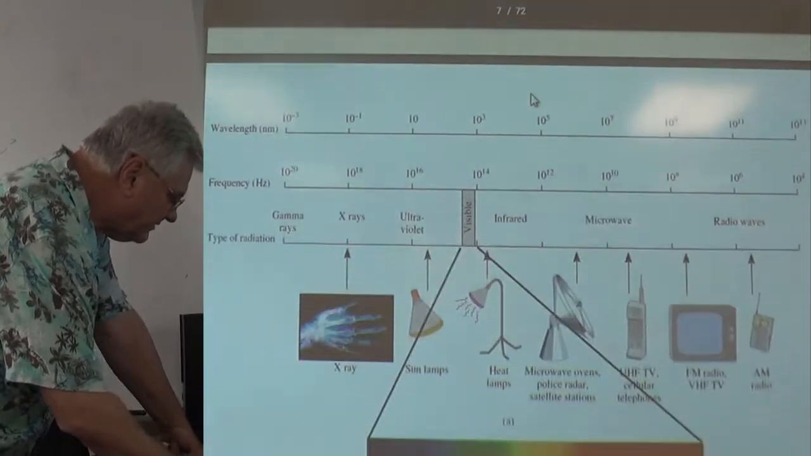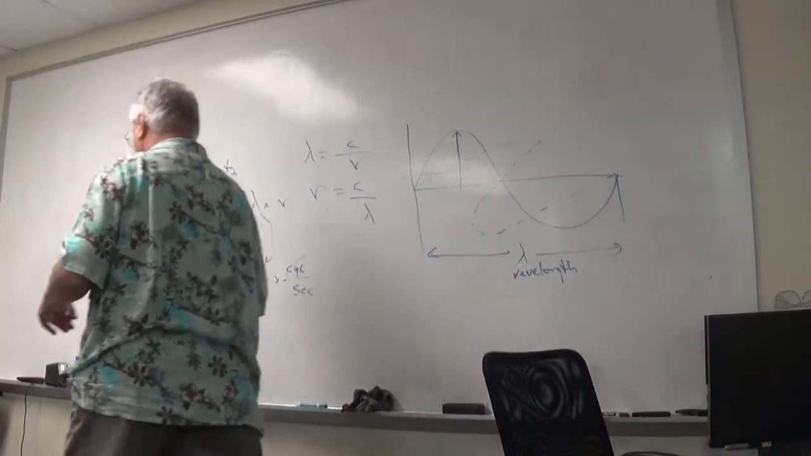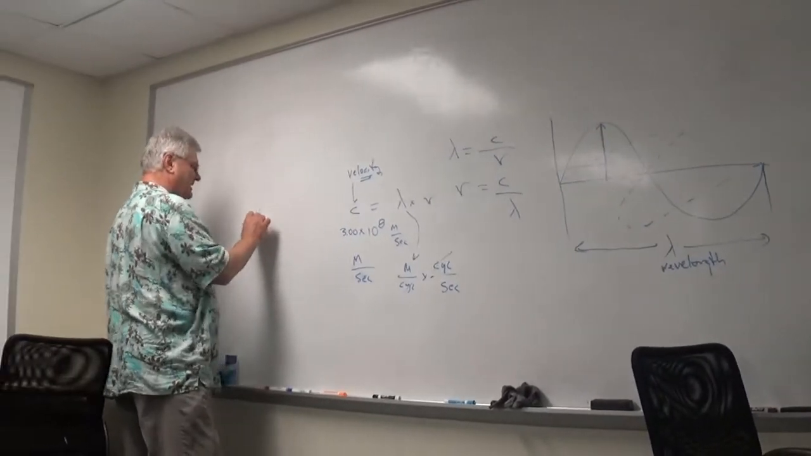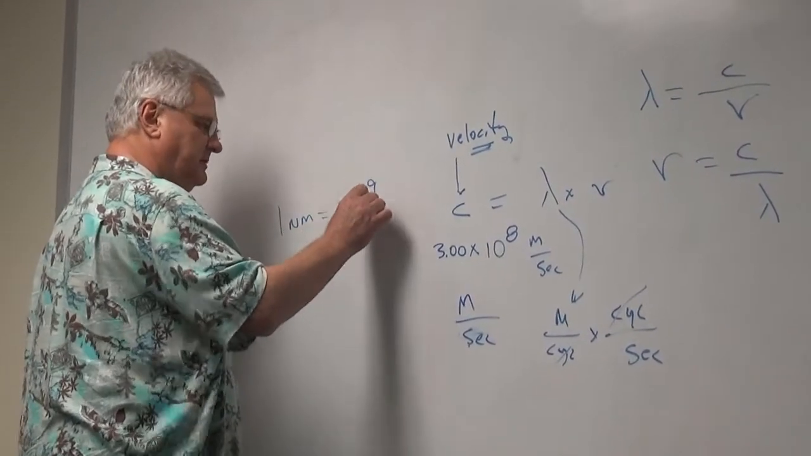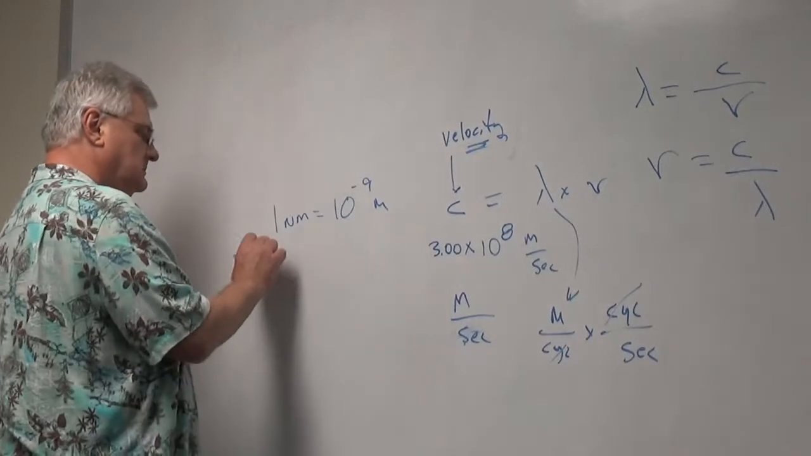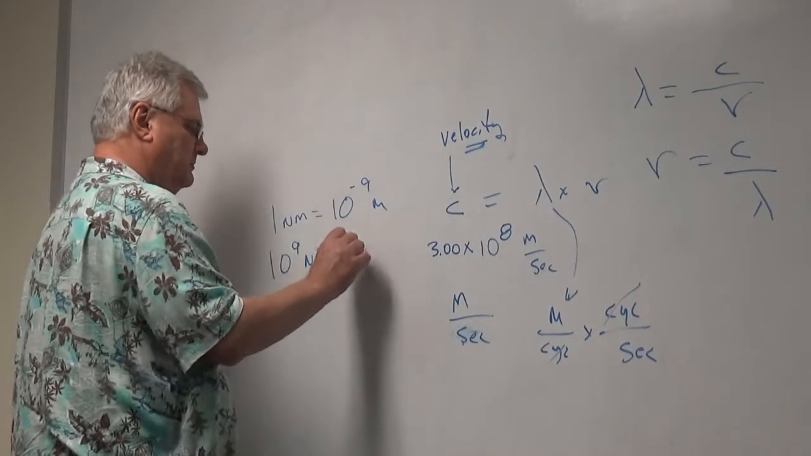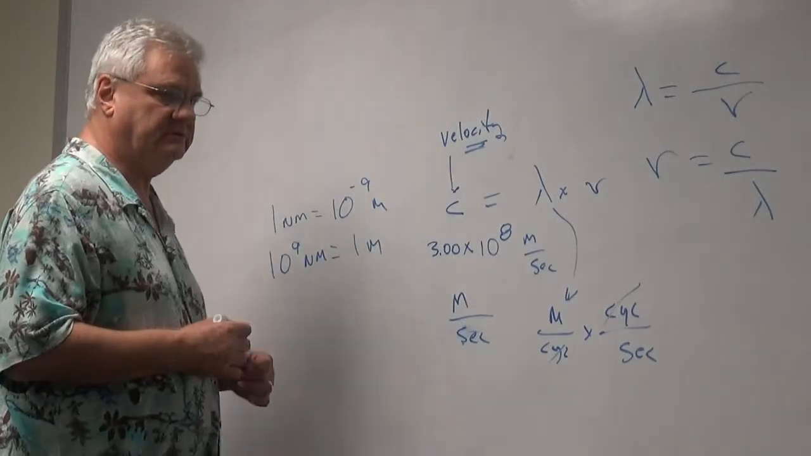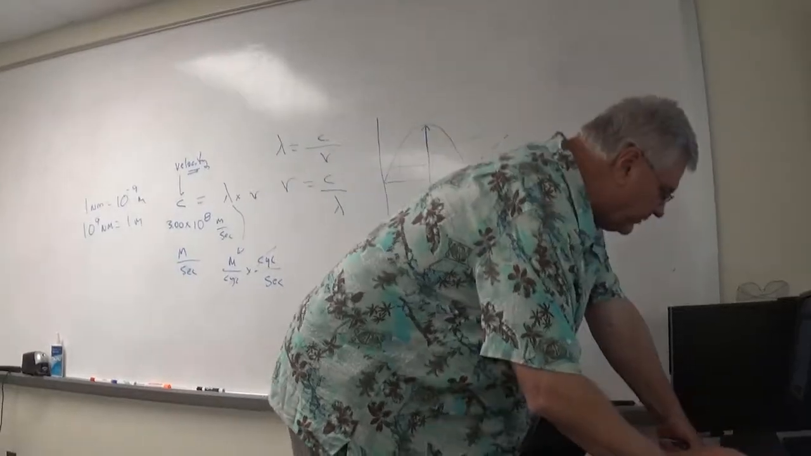And just a little reminder of that: 1 nanometer is equal to 10 to the minus 9 meters, or 10 to the 9th nanometers is equal to 1 meter. Either one of these you can use if for some reason you have to convert from one unit to the other.